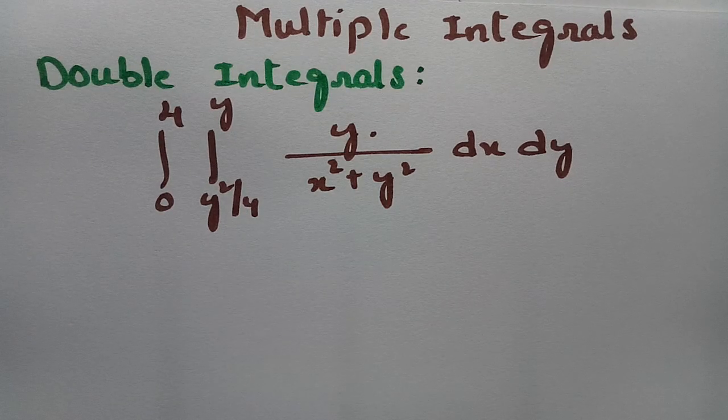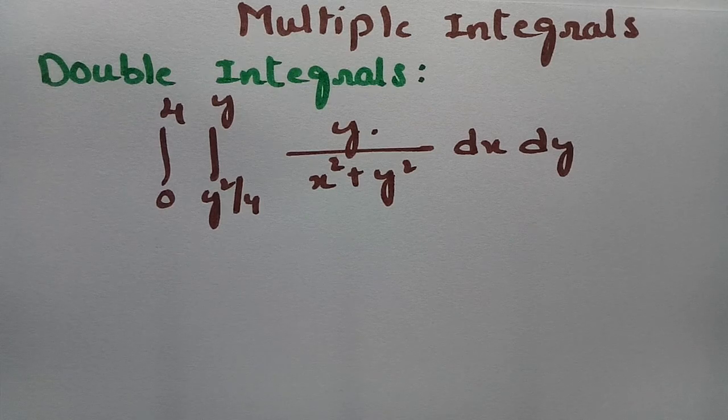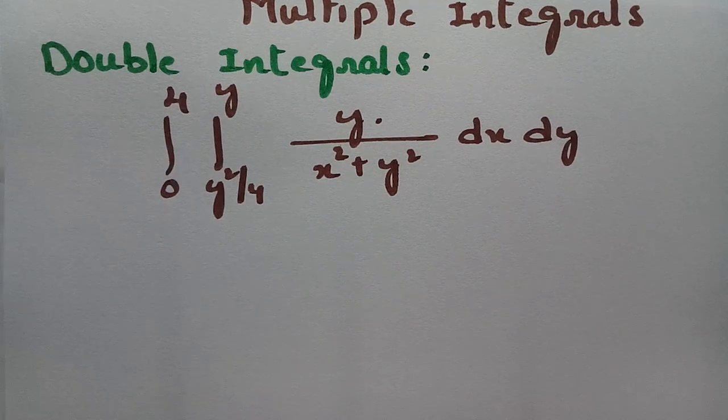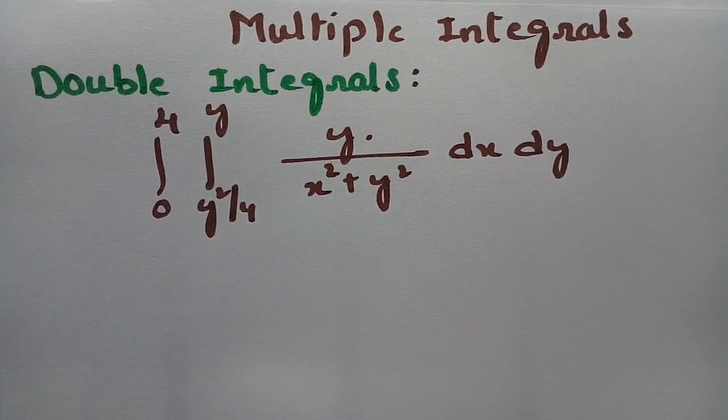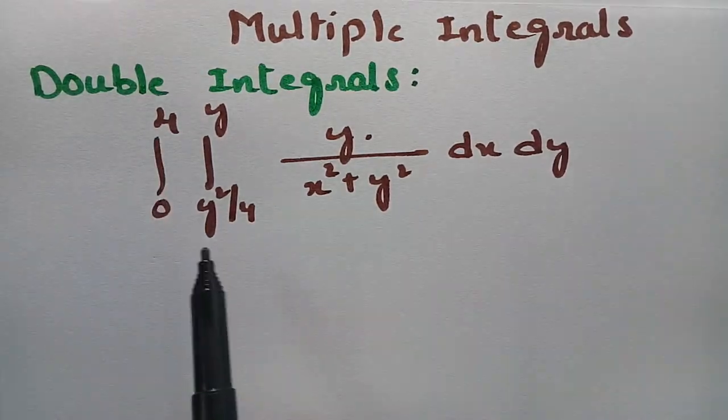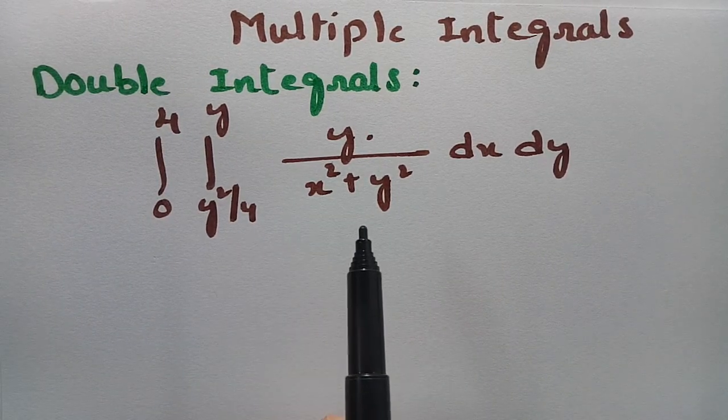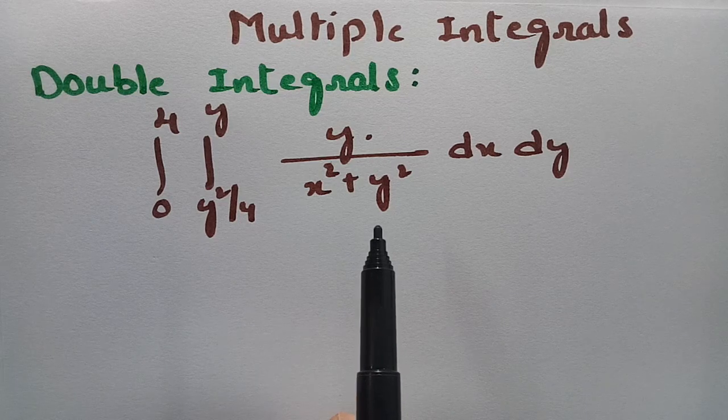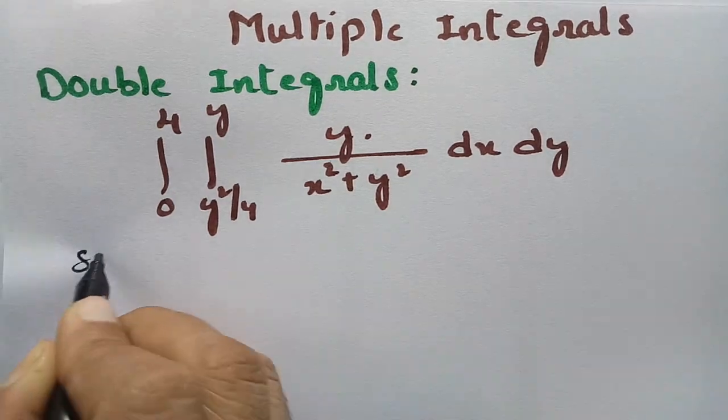Let's step ahead to solve these short questions, and you are going to clear all your doubts regarding solving this. Let's get started to solve the problem on the screen, that is from double integration, that is the integral from 0 to 4 and the integral from y square by 4 to y of y by x square plus y square dx dy. And here is the solution.